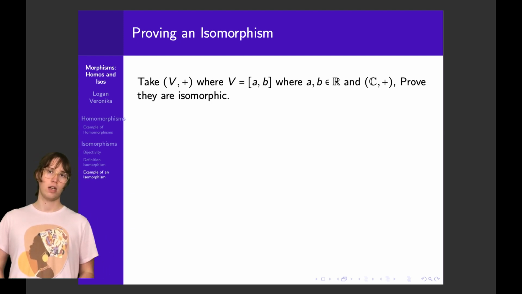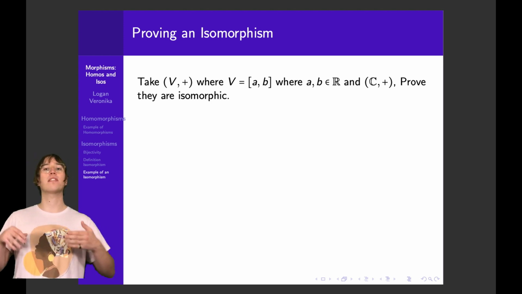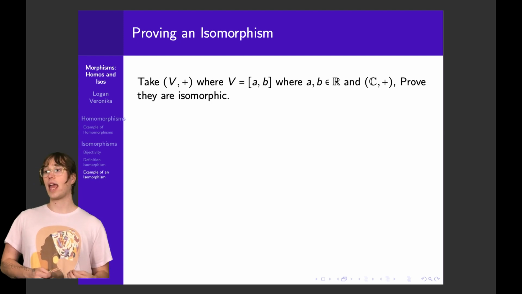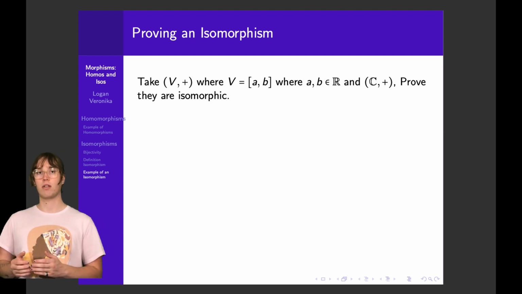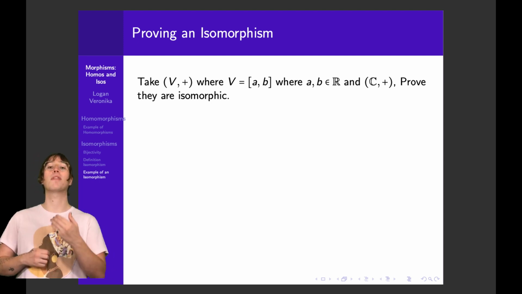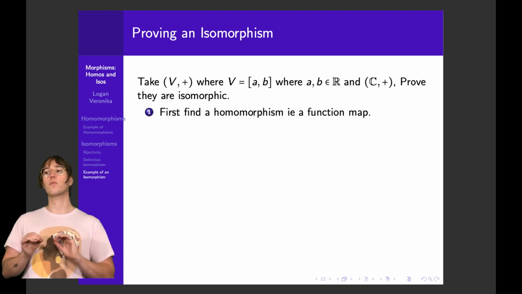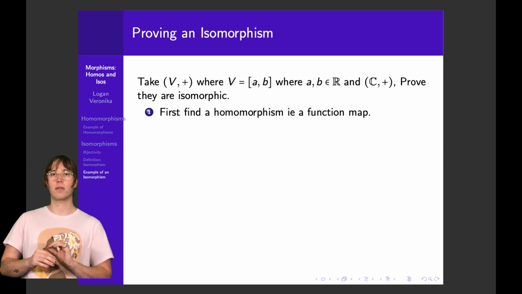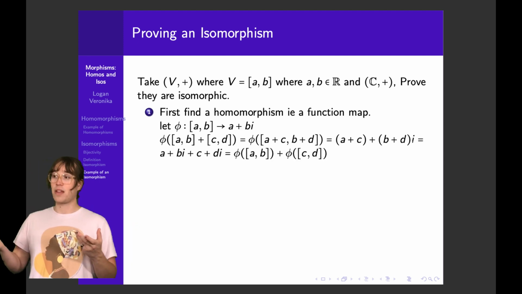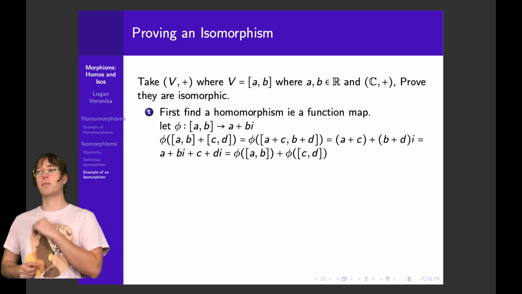Now we want to look at an example of an isomorphism and how we might go about proving it. So we're going to take V plus, where V is a vector (a, b), where a and b are in the real numbers, and our other binary structure, C under addition, so the complex numbers. We want to prove that these two are isomorphic. So first, we have to find a homomorphism between these two. So I'm just going to say that phi of the vector (a, b) should correspond to a plus bi.